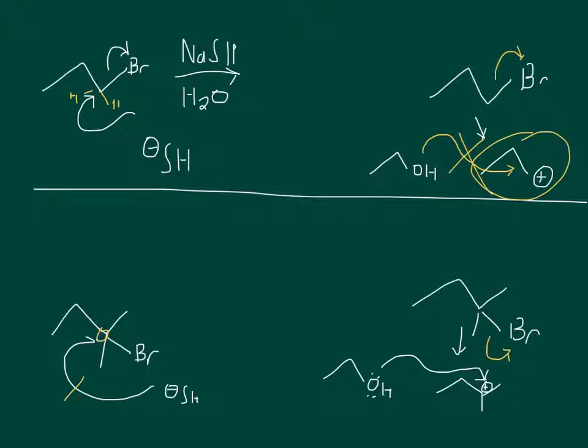Of course, the main source of ambiguity is when we have a secondary carbon as our substrate, because we're getting kind of this middle of the road. But that's why there are other factors to consider, like the electrophile, the nucleophile, the strength of the nucleophile, and even the solvent that we're doing the reaction in.